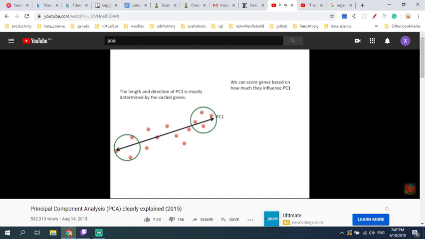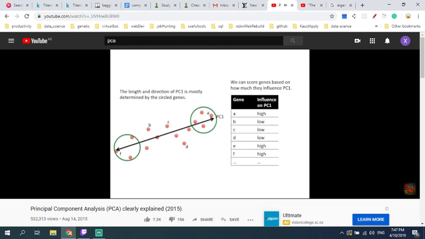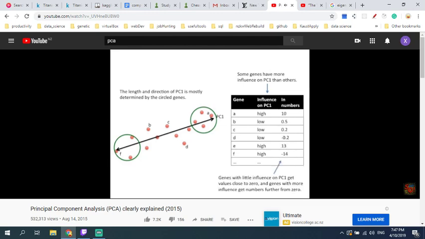If we wanted to, we could score genes based on how much they influenced principal component number 1. And here's a list of qualitative scores that we might give each gene. Genes close to the ends of the line, like A and F, would have high scores because they highly influence PC1. But genes in the middle, like B and C, would have low scores.